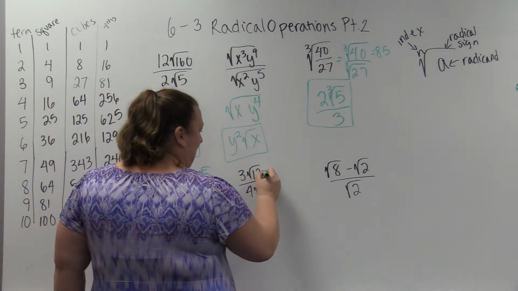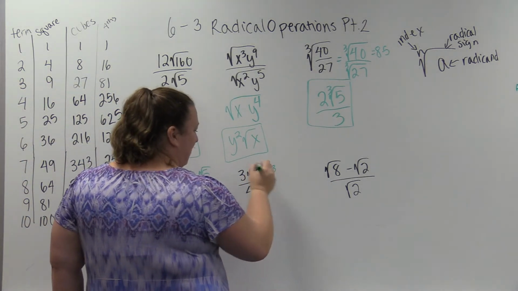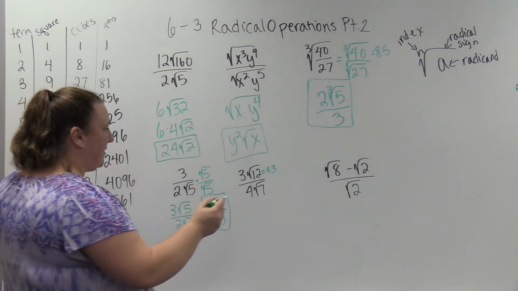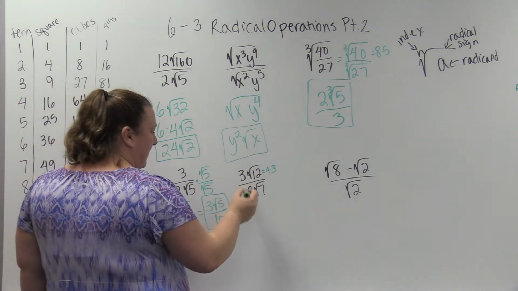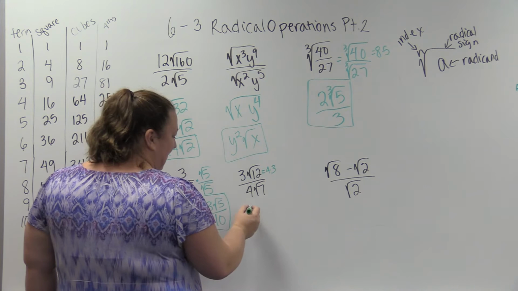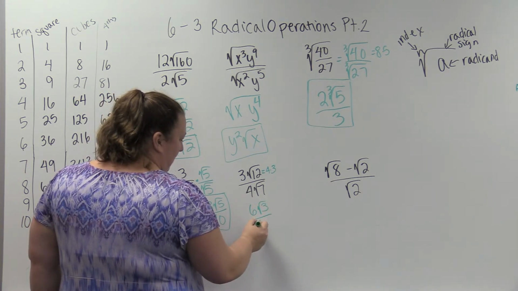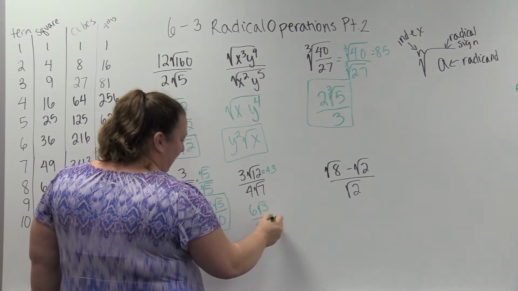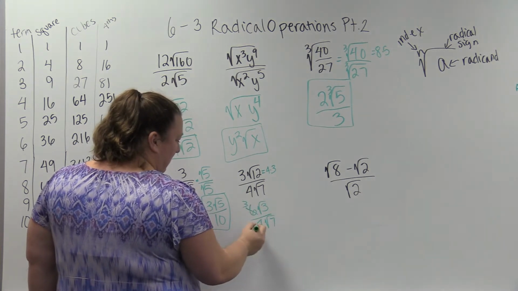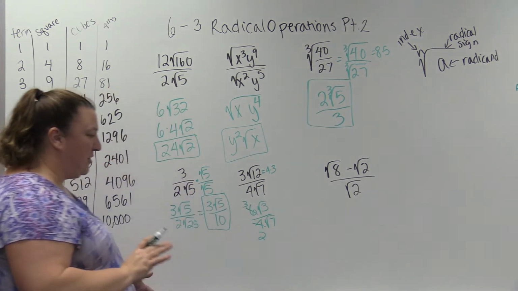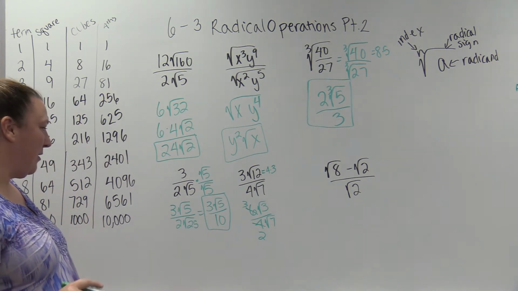Before I begin this one, I'm going to reduce because this is 4 times 3. So the square root of 4 is 2 times 3 is 6 square roots of 3 over 4 square roots of 7. This becomes 3, that becomes 2. Reducing earlier makes things a little bit easier.